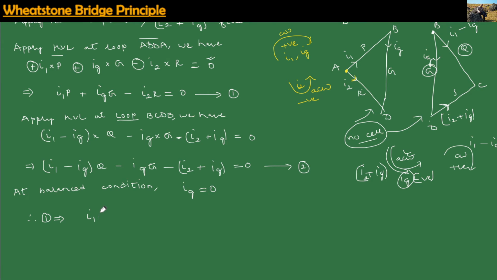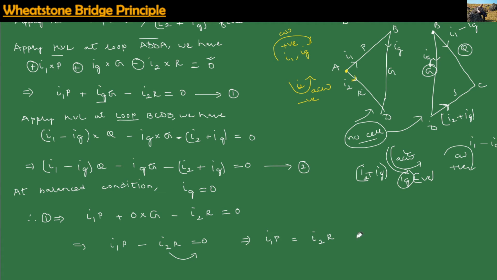Over here we have I1P plus, in place of IG, we will put 0. 0 into G minus I2R, this will be equal to 0, which means I1P and I2R will be equal to 0. If we solve this particular relation and carry I2R to the right hand side, from negative it will change to positive, so we get simply I2R.